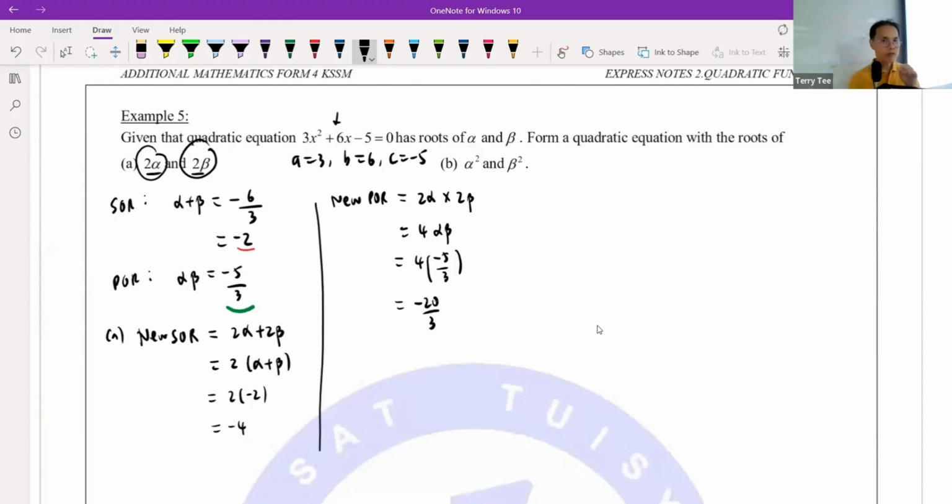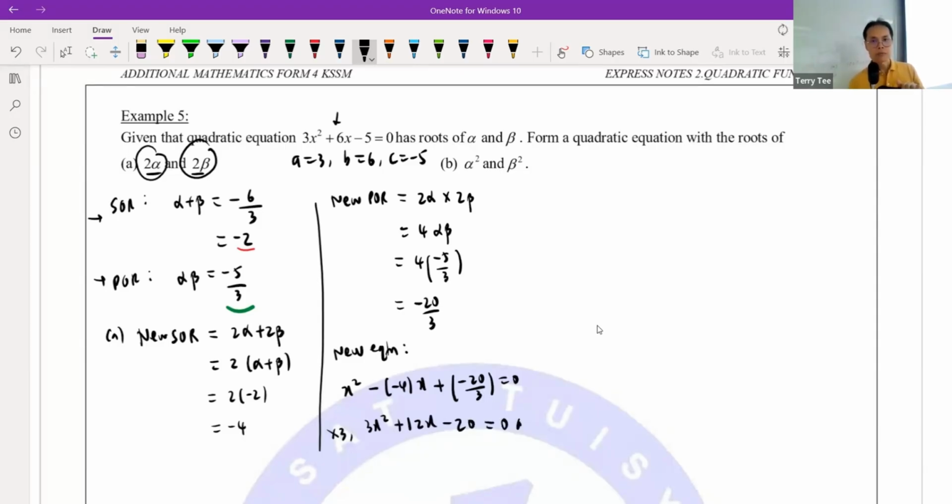Now, with that, I can form my new equation. Remember, in this case, like I said, we don't have to find the roots. Based on our original SOR, original POR, we can find our new SOR, new POR, and therefore our new equation. My new equation would be x squared minus SOR x plus POR equals 0. Now, just multiply everybody by 3. You should get 3x squared plus 12x minus 20 equals 0.